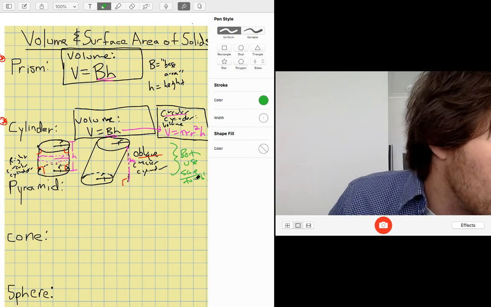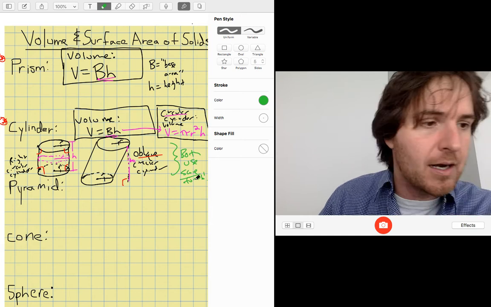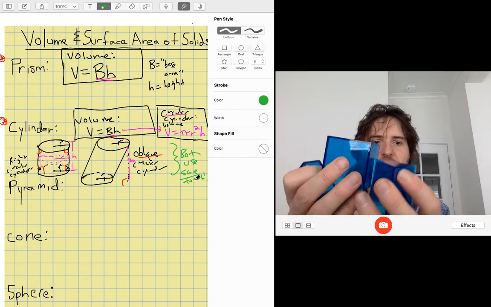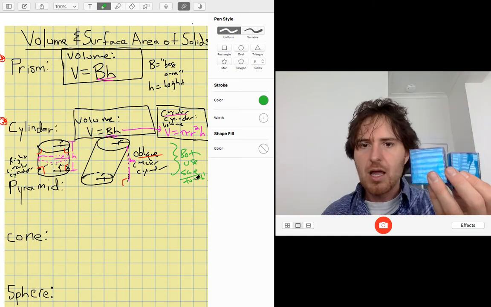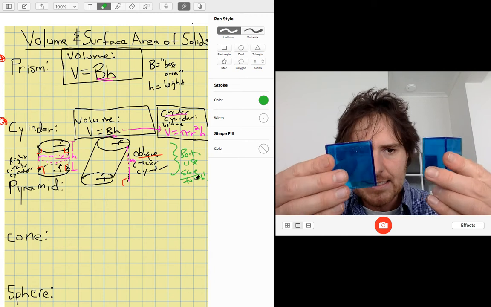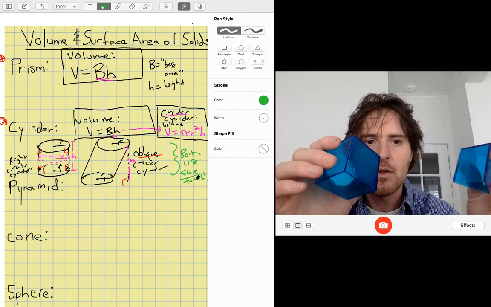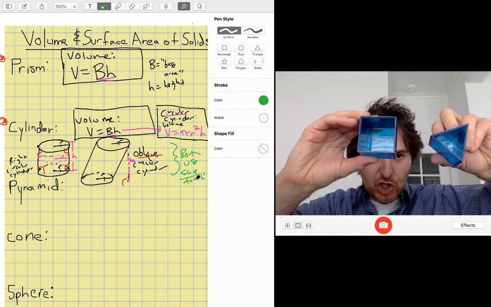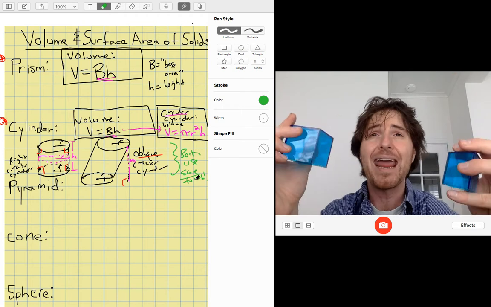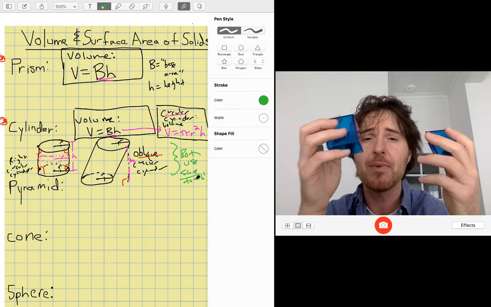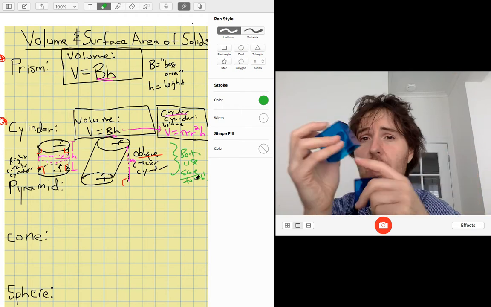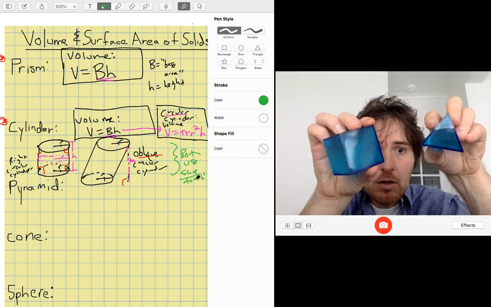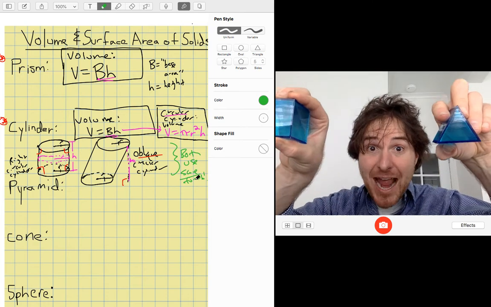Okay, prisms right here. Let me get you a few prisms we can look at here. I got a triangular prism right here. Obviously, these are the same height. Check it out here. These are the same height as one another. This one here clearly fits in more stuff than the triangular one would fit in. Why does the rectangular prism fit in more stuff, have more volume than the triangular prism when they have the same height? Well, the bases.